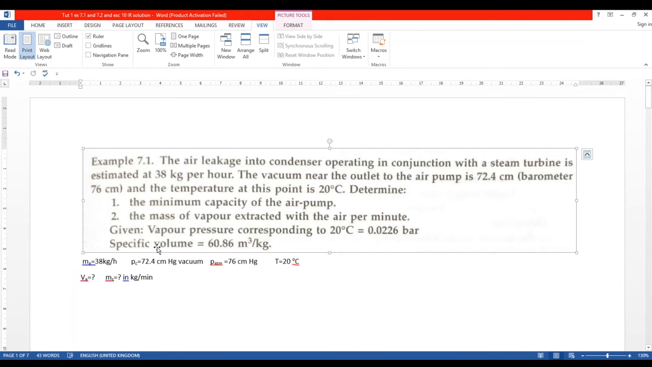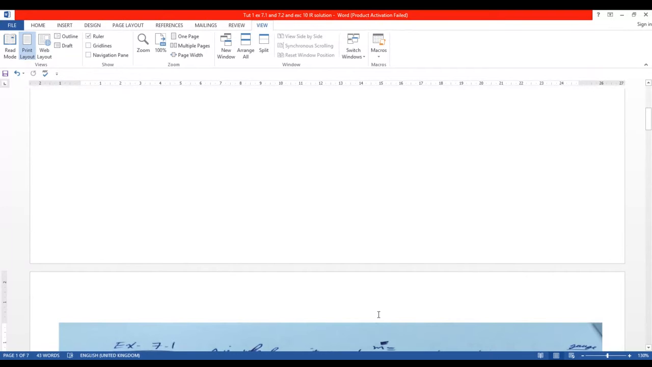Then we have the specific volume, small v, specific volume for the steam. So Vs equal 60.86 meter cube per kilogram. So these are the given. We'll try to find out the capacity of the air pump or the volumetric airflow rate of pump, which is V dot A, and the mass flow rate of steam leaving the condenser through the pump. Okay, let's look into the solution.